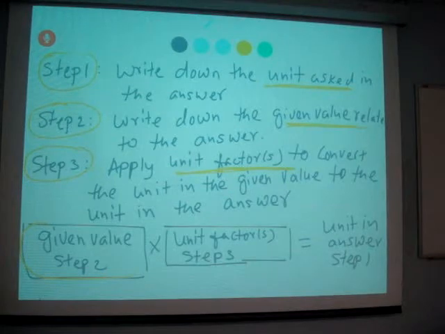So what are those steps? Given value from step 2 times unit factors. Remember the way we select unit factors: the given unit gets cancelled, and the unit we are finding should be on the top. And then you get the perfect unit in your answer. So those are the steps we will follow to convert from one unit to another unit. Alright, so now let's work on a problem using these steps.